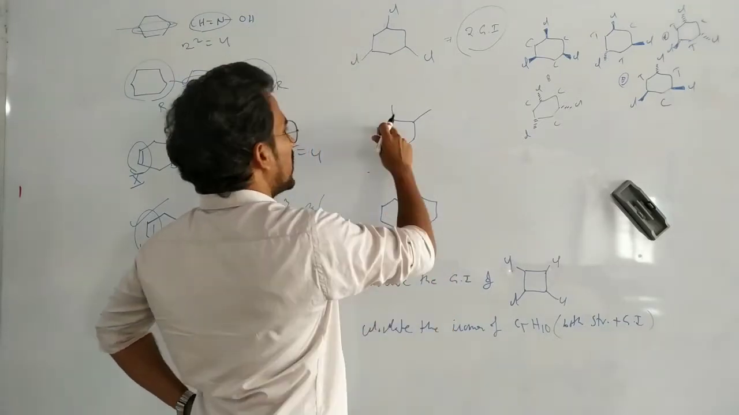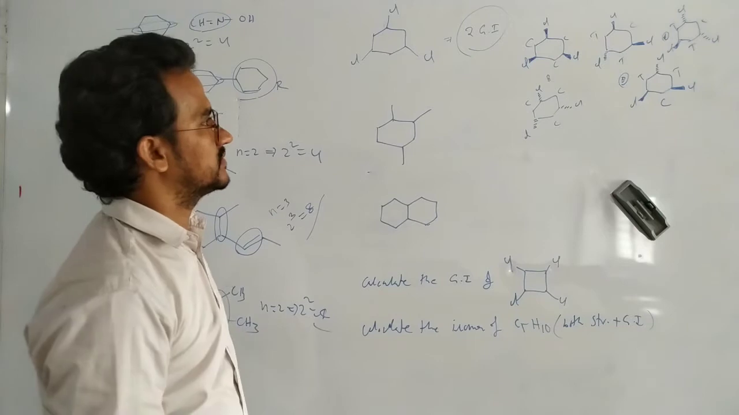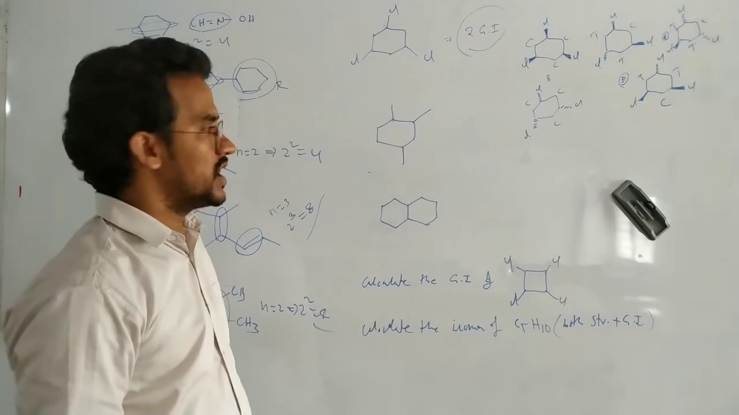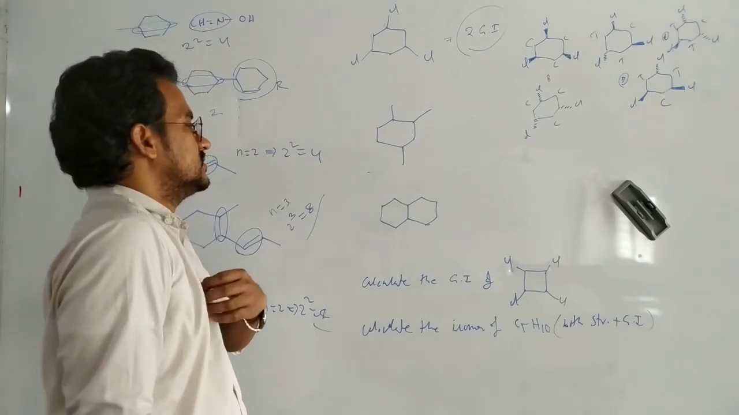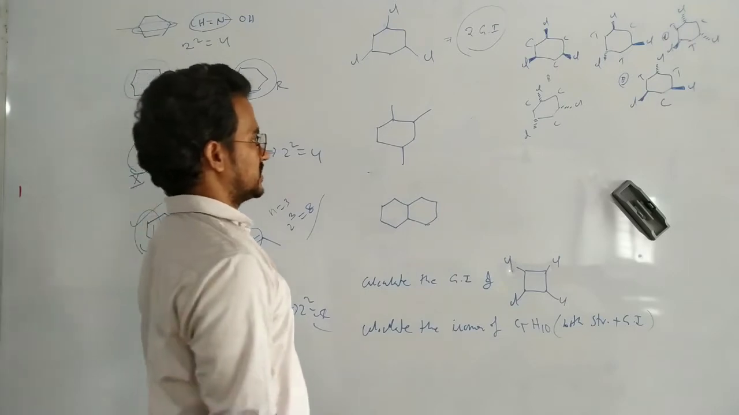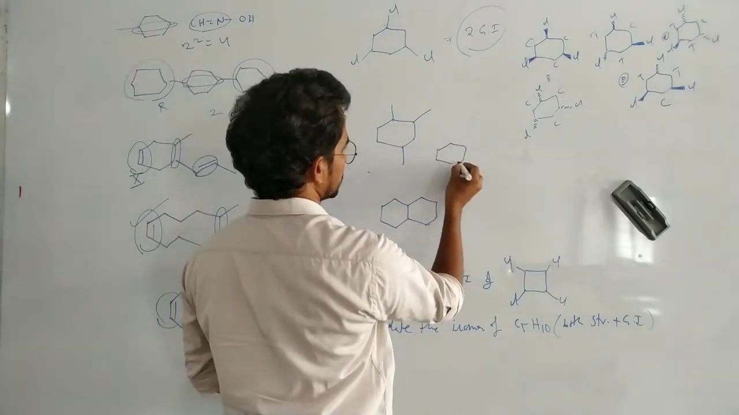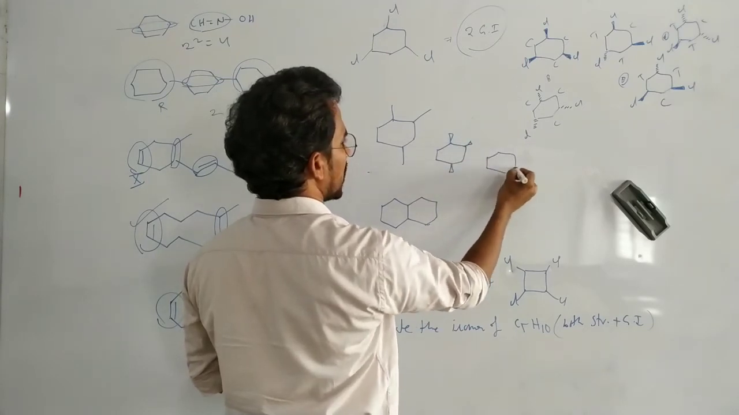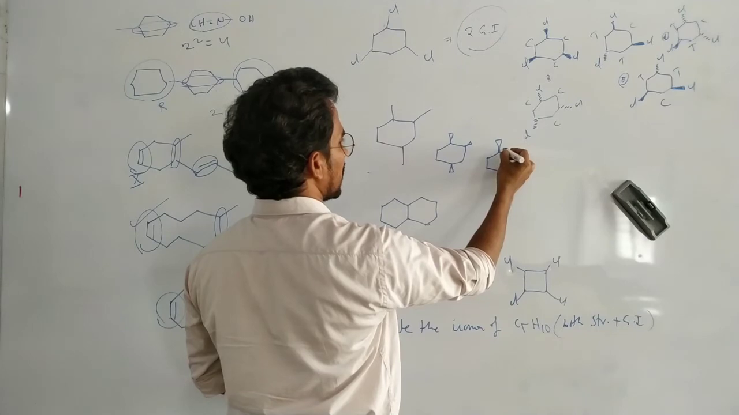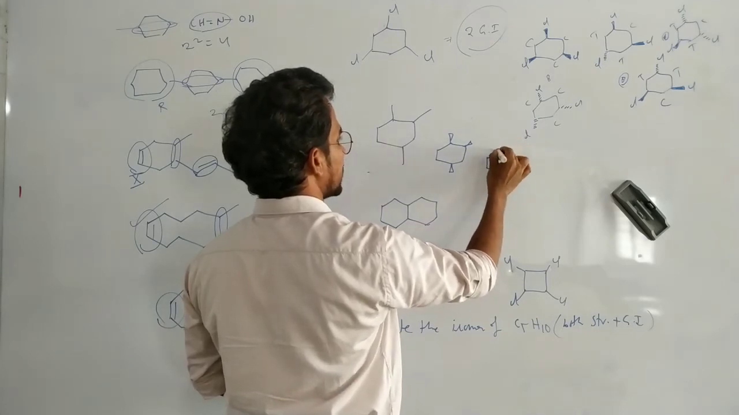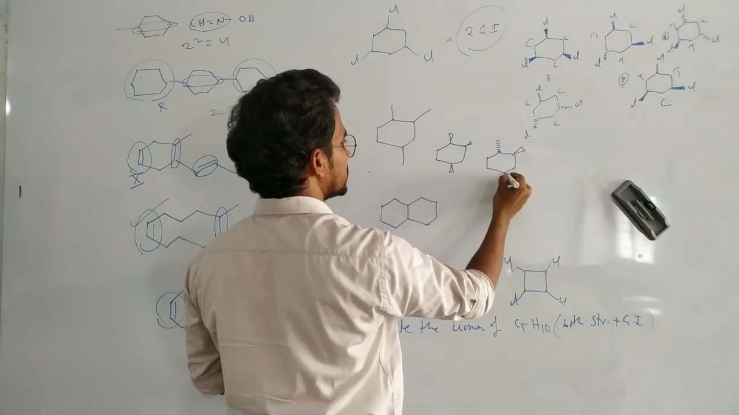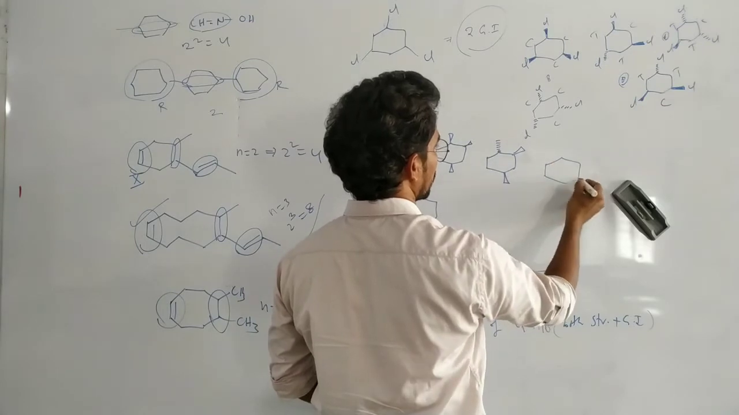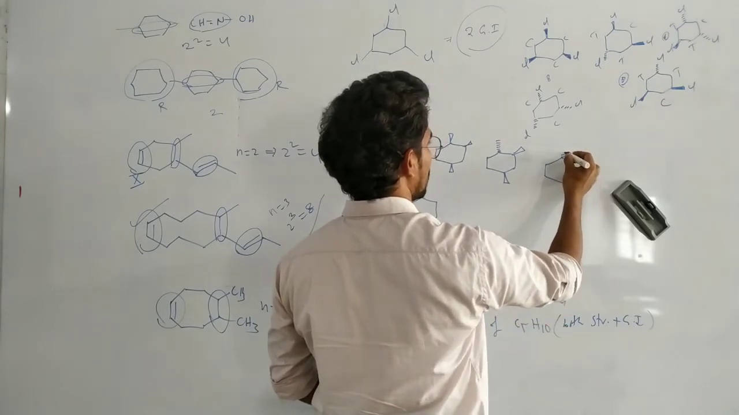Next, in this case, 1,2,4-trimethyl cyclohexane. It is unsymmetric. Here in this case, let us check the isomers. This is above the plane, this is above the plane, this is above the plane. Now let us write below the plane. This is above the plane, this is above the plane.